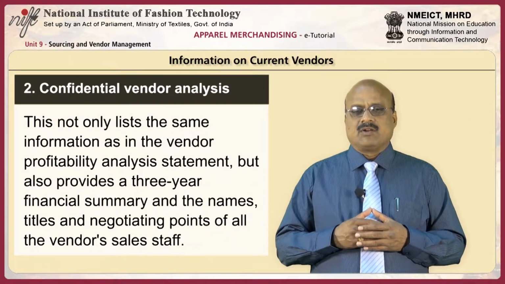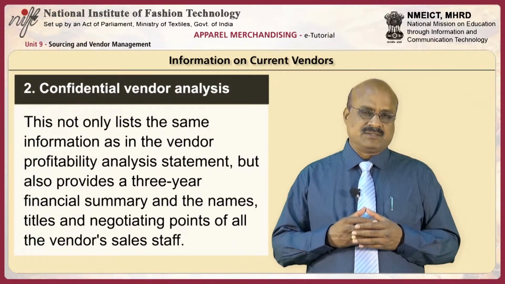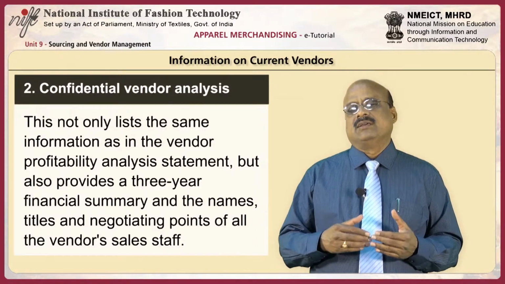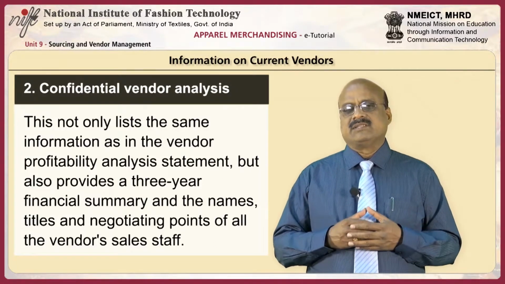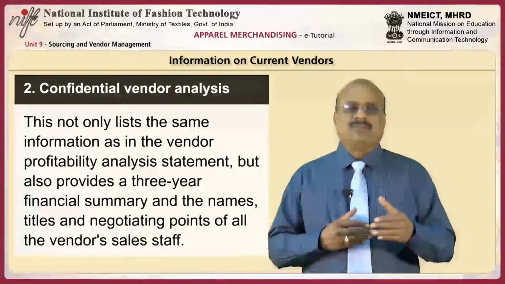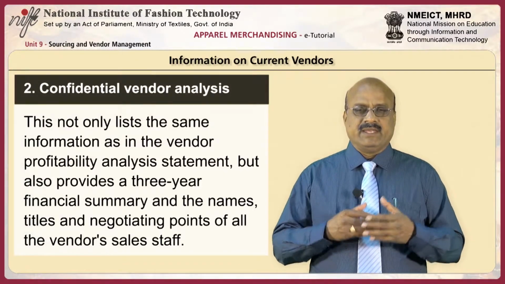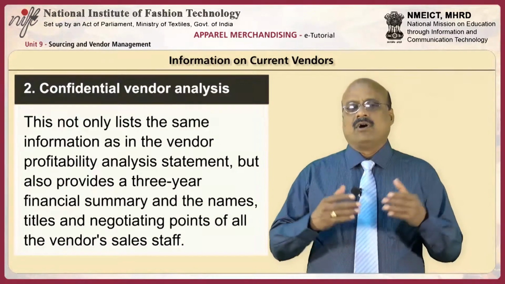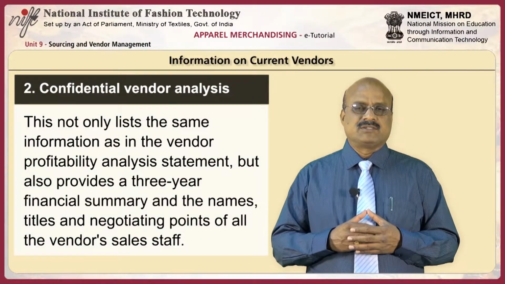Second is the confidential vendor analysis. This not only lists the same information as the vendor profitability analysis statement, but also provides a 3-year financial summary and the names, titles, and negotiating points of all vendors' sales staff.